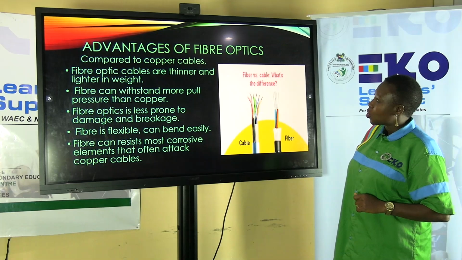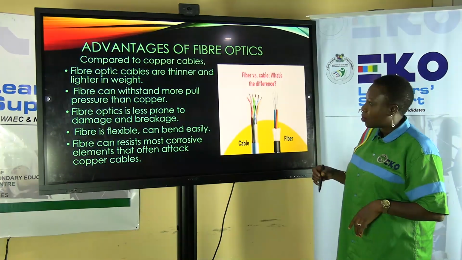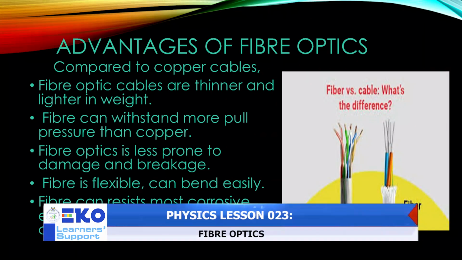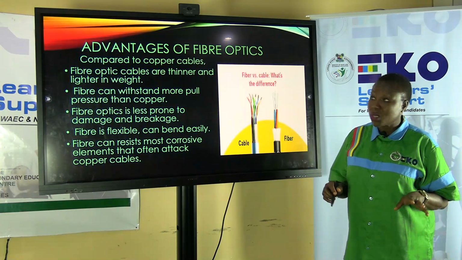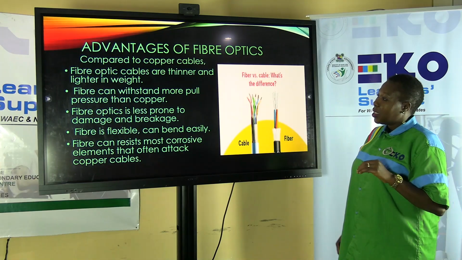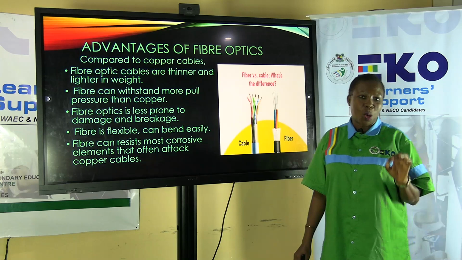What are the advantages of fiber optics compared to copper cables? Like I said earlier on, fiber optics cables are thinner and lighter in weight. You can see the difference. This is for fiber and this is the other one. They are thinner and lighter in weight. That's the first advantage. Then fiber can also withstand more pull pressure than copper.